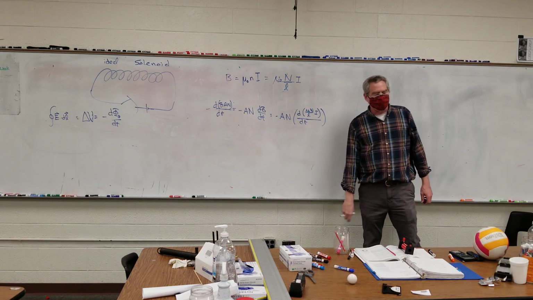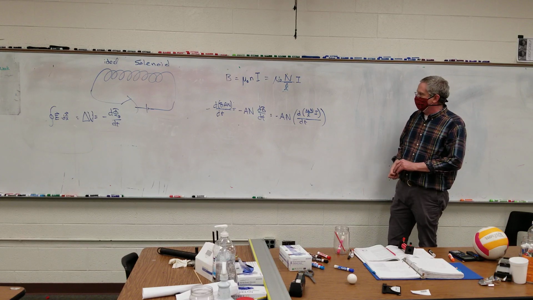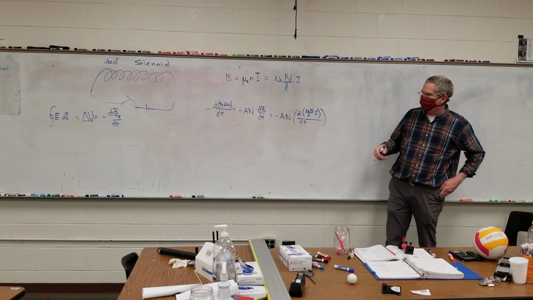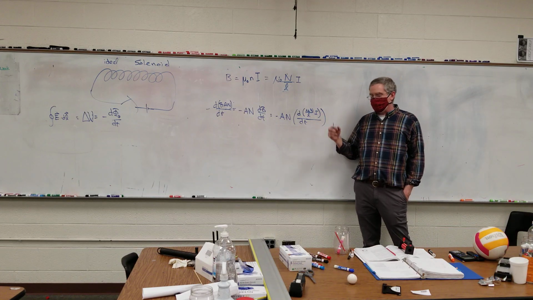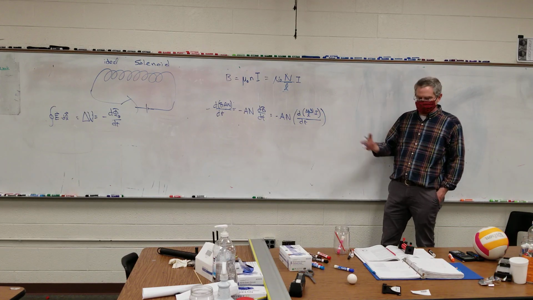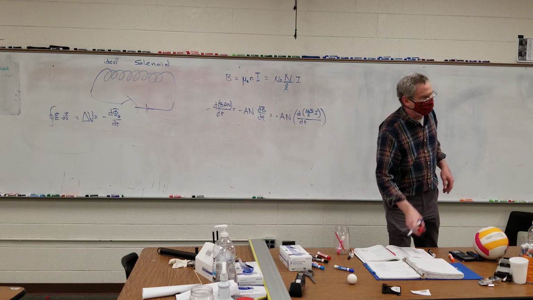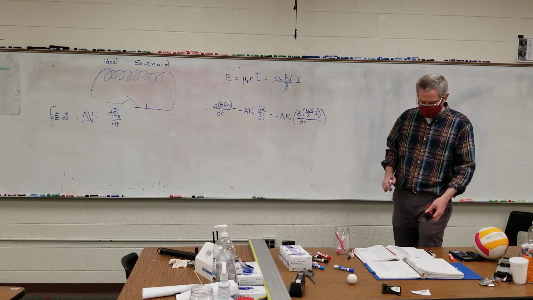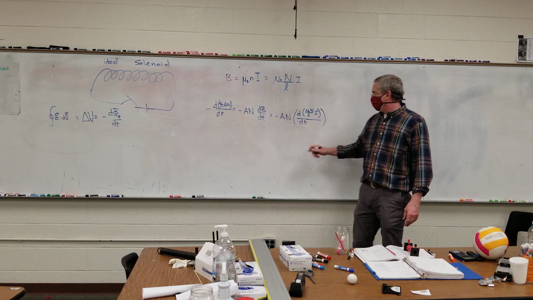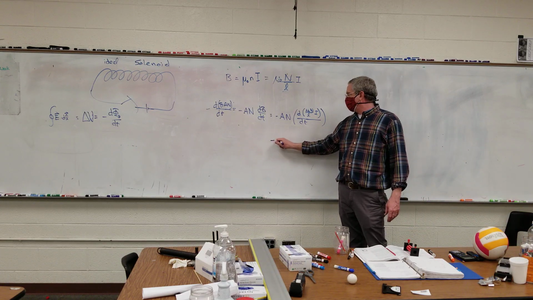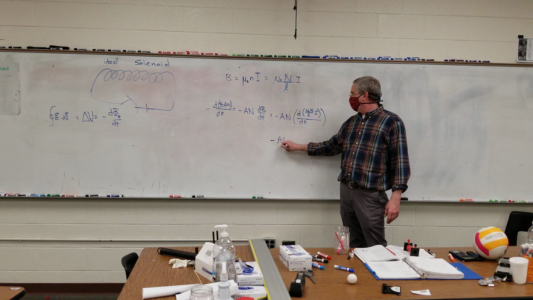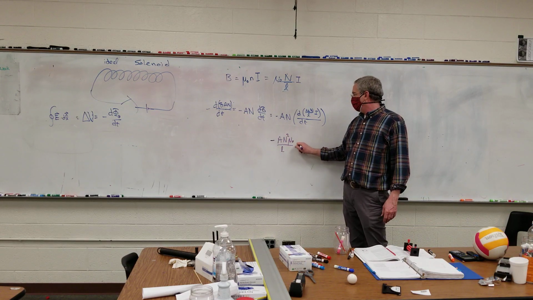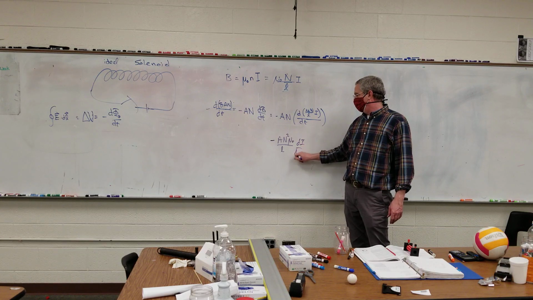Mu sub naught is a constant. It's the permeability of whatever's in the core, which is air, which is close enough to 4 pi times 10 to the negative 7th. Capital N is the number of coils, L is the length of it. That's not changing. I run a current through this, I'm not suddenly changing the number of coils or the length of this thing, at least not appreciably. So this becomes negative A N squared mu naught over L times dI/dt.